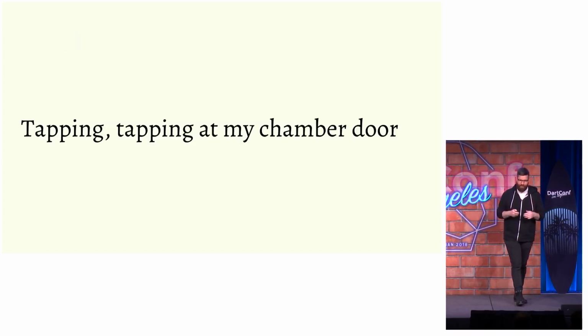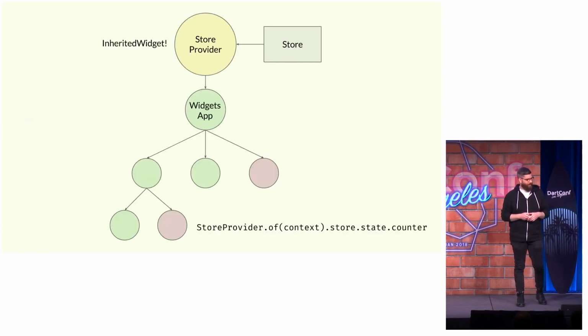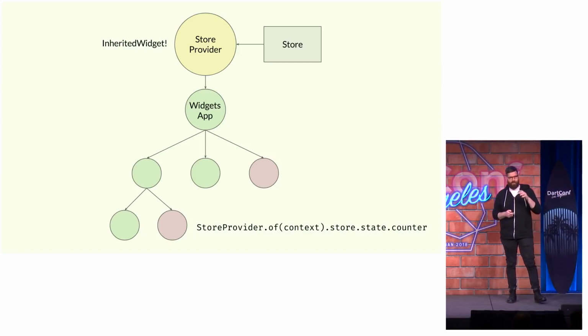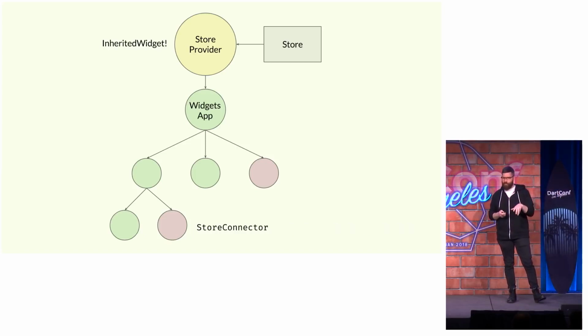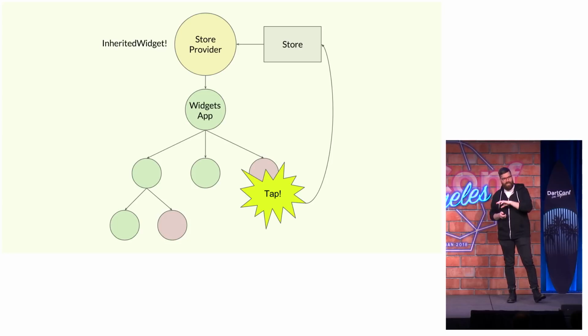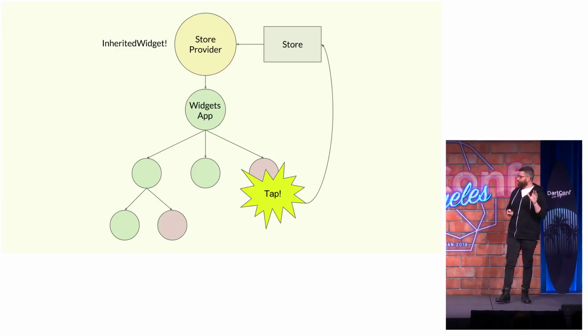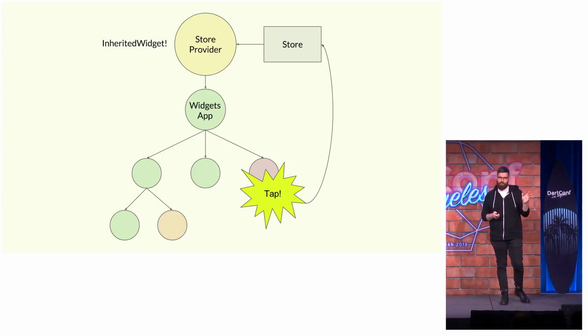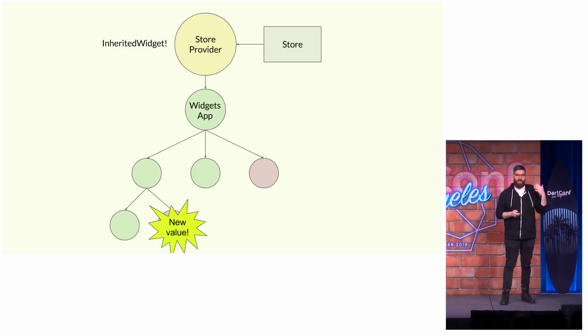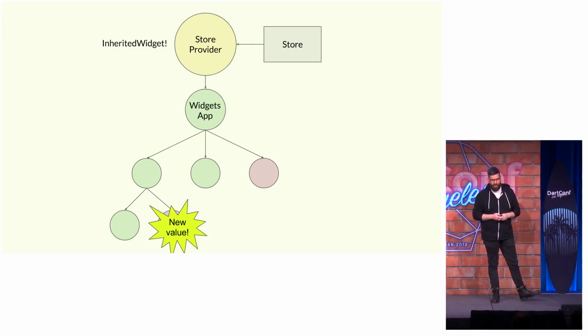So if we try that tapping action one more time, we can swap out the store provider, and instead of grabbing the counter directly from the context, we use our store connector widget. Now when we tap on this, it'll update the store, and the store will emit changes, and that's what the store connector is listening to. It'll say, okay, now that I'm connected, I know that I need to redraw. And so it'll just redraw that one widget that you provide.